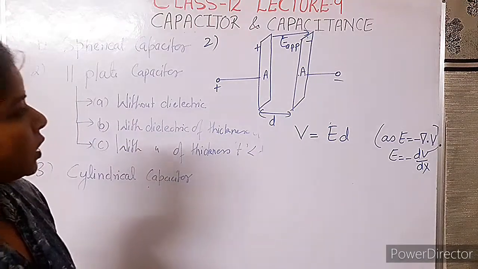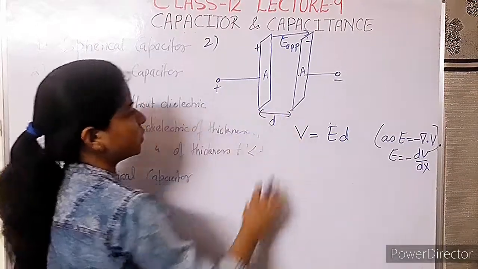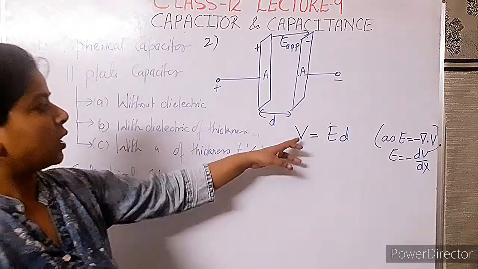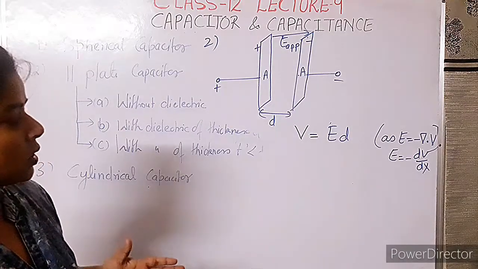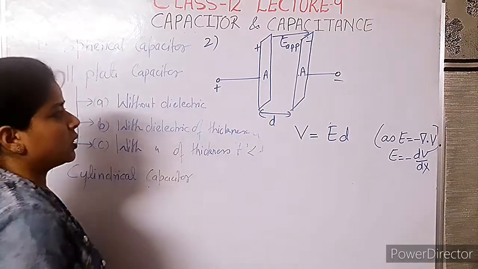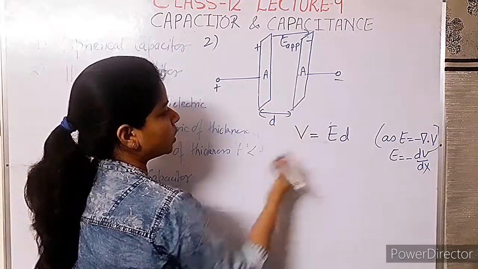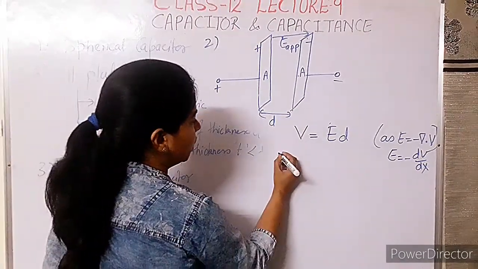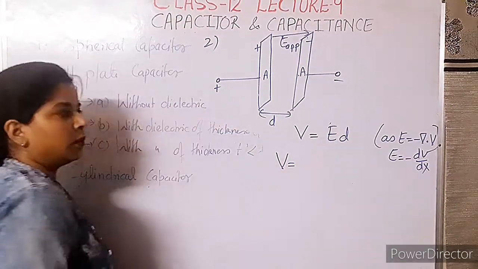So V is equal to E into D, electric field, applied electric field, into the distance between the plate, because V, that means potential difference, is related to the thickness, that means plate distance. So we need to apply this term, and potential difference is applied across the plate. So V is equal to E into D. Now you know we can get the value of E.